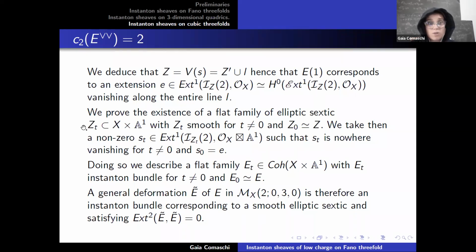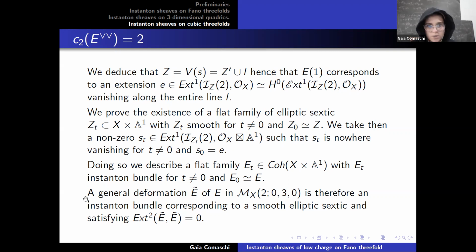So we prove the existence of a flat family over A1 whose general fiber is a smooth elliptic sextic and whose central fiber is the union of L with Z prime, so Z. And then we take an element in these Ext groups such that for t different than 0, s_t is nowhere vanishing, and such that s_0 is exactly the extension that defines our sheaf E. In this way, we describe a flat family for which the general element is an instanton bundle associated to a smooth elliptic sextic, and for which the central fiber is exactly our sheaf E.